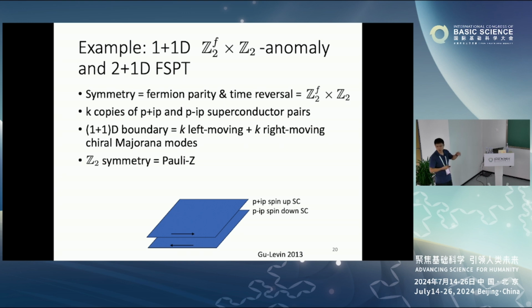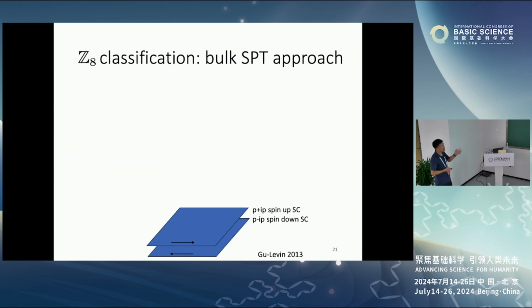So we can answer this question in 2 different ways, one from the bulk, another from the boundary. So let's first consider the bulk approach. The final result is Z8, also Z8. The bulk approach goes like that.